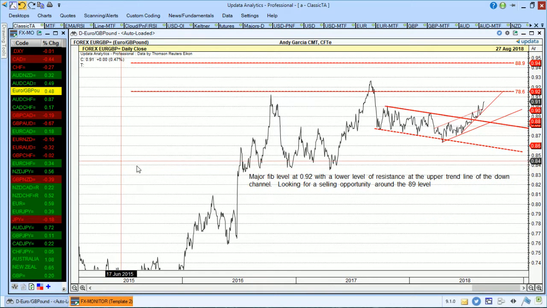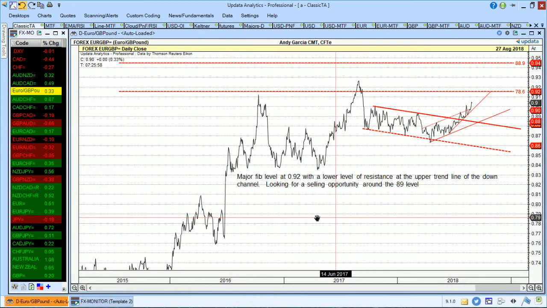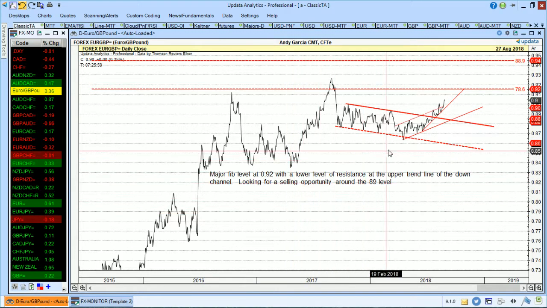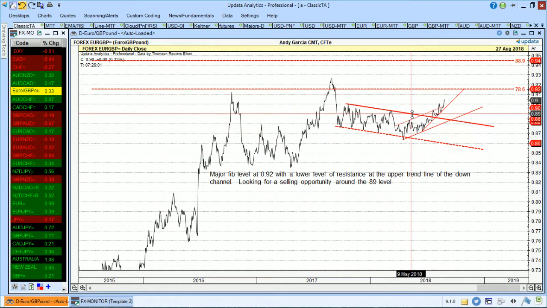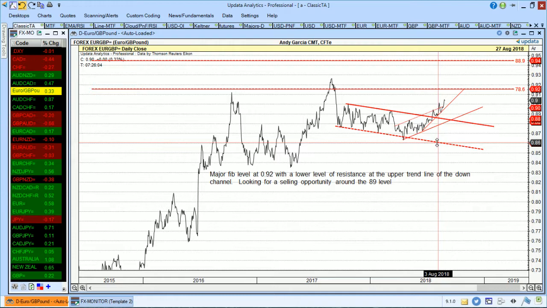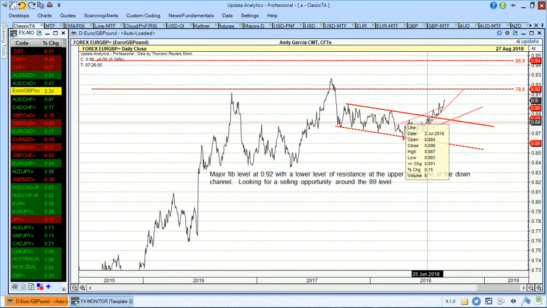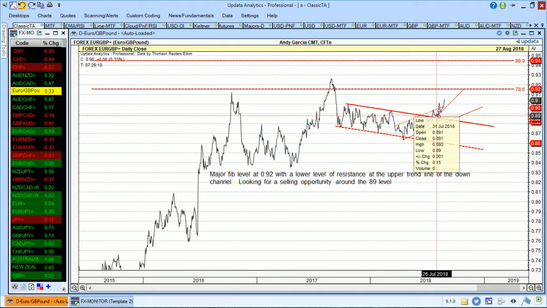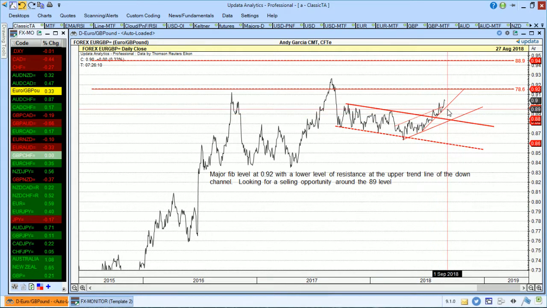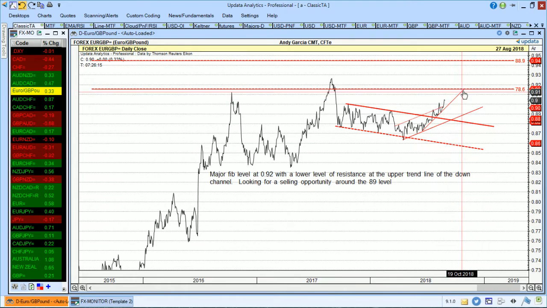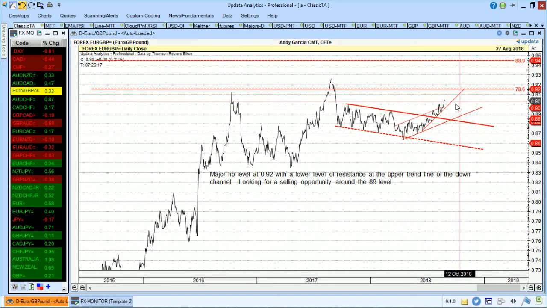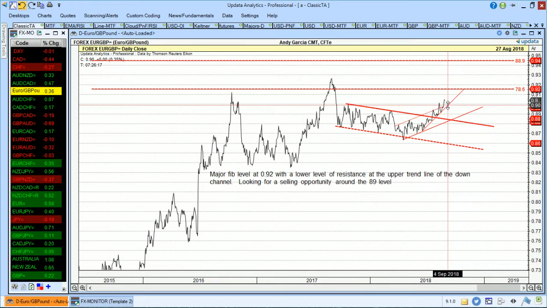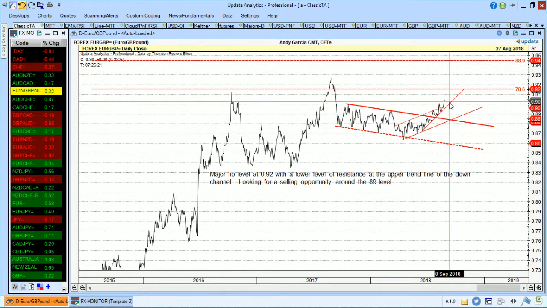Euro pound. This is the euro pound. I was thinking that this was going to hold inside of this channel, and sure enough, over the past couple of months, the market has continued to rally, breaking above this channel, and now we're setting up a nice trajectory to reach back up into the 92 area, as long as this short-term trend line right here can hold.